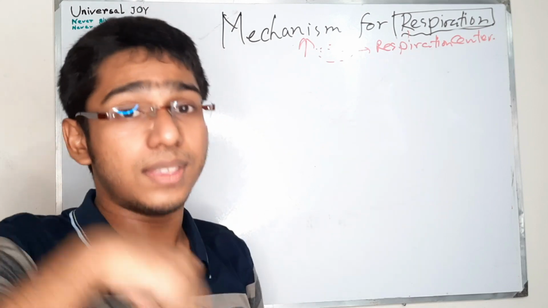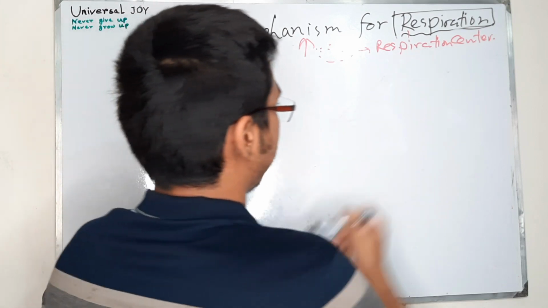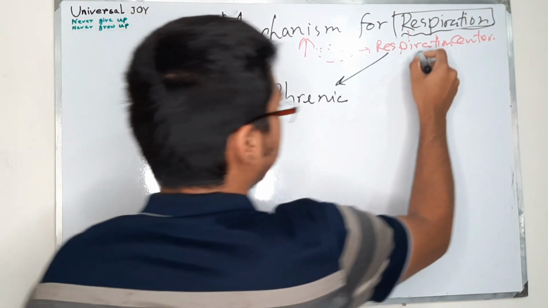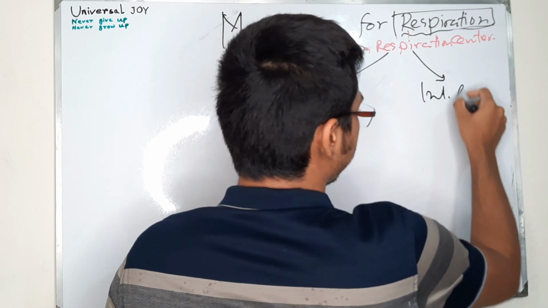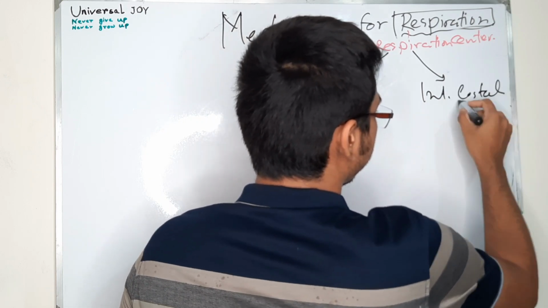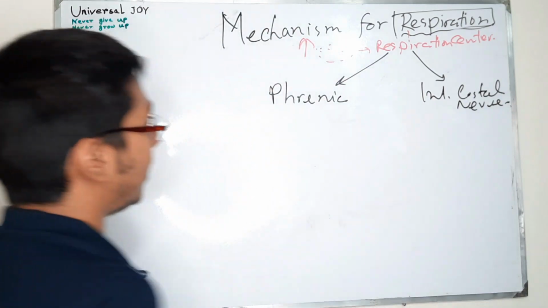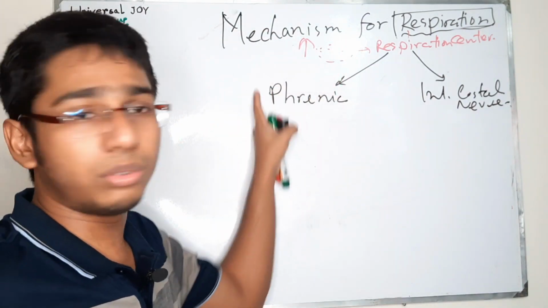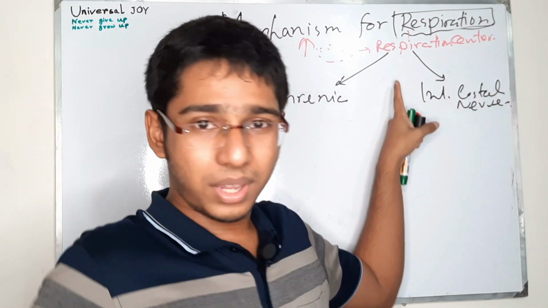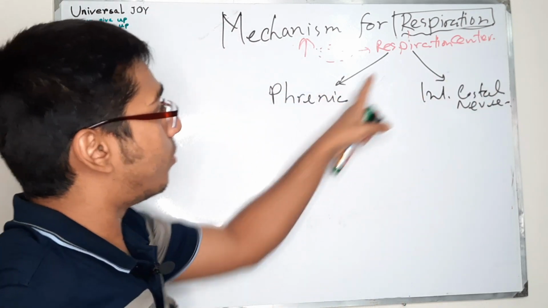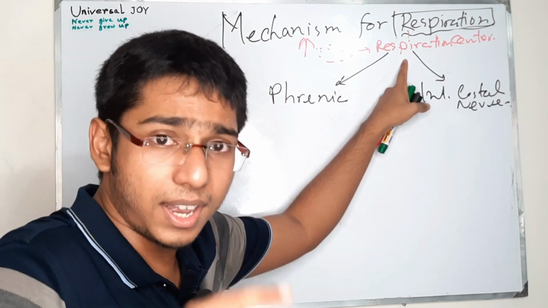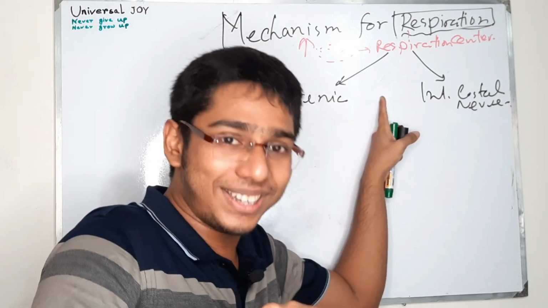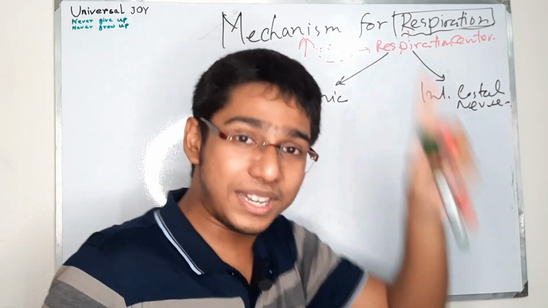One is the phrenic nerve, the other is the intercostal nerve. So let us just write them down. One is through the phrenic nerve and the other one is through the intercostal nerves. Now, the name itself will suggest what the phrenic nerve is all about. This is related to the diaphragm, and the intercostal nerve is related to the intercostal muscles. So, the moment the respiratory center becomes activated, it sends signals through the phrenic nerve, and simultaneously it also sends signals to the intercostal nerves.